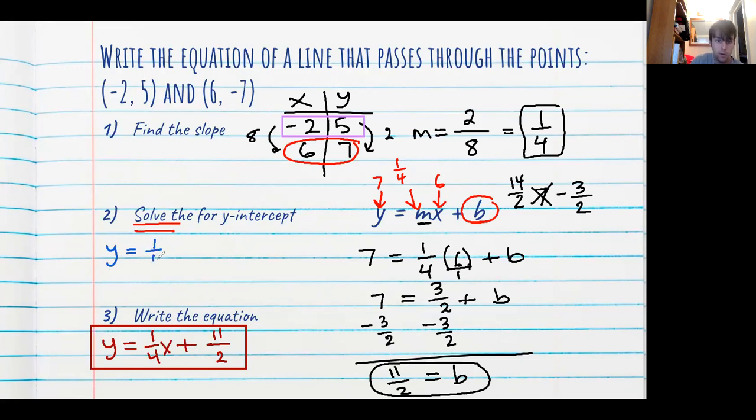So 1/4 times -2 plus 11/2. And I need to make sure that y, the output that I get here, is going to be equal to 5. So -2 times 1/4 is -2/4, which is just -1/2, plus 11/2. These two together, right? We add these together. We just put the numerators together. -1 plus 11 is actually 10. 10/2. 10/2 is 5. So it worked out. So that is a solution, -2 comma 5, to this equation. So it works for both of them.